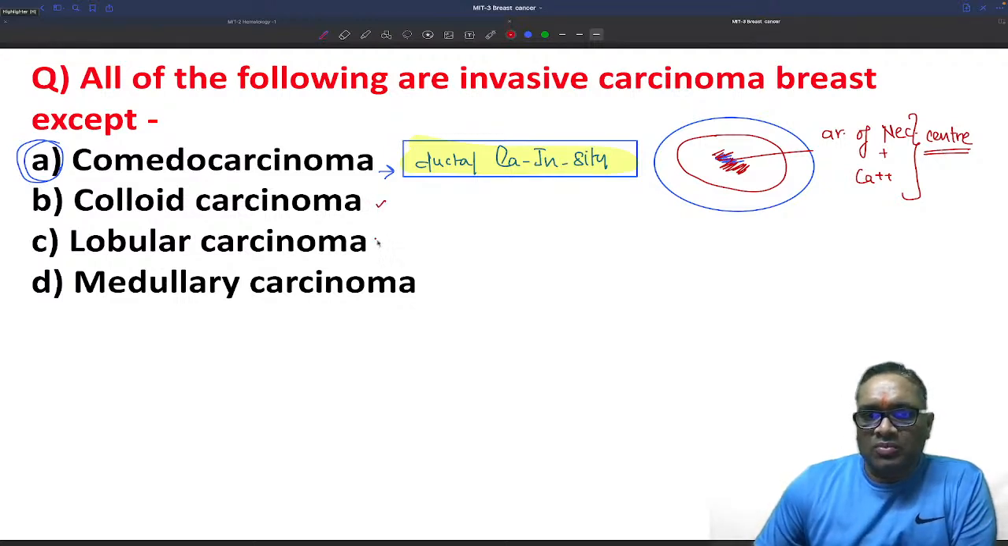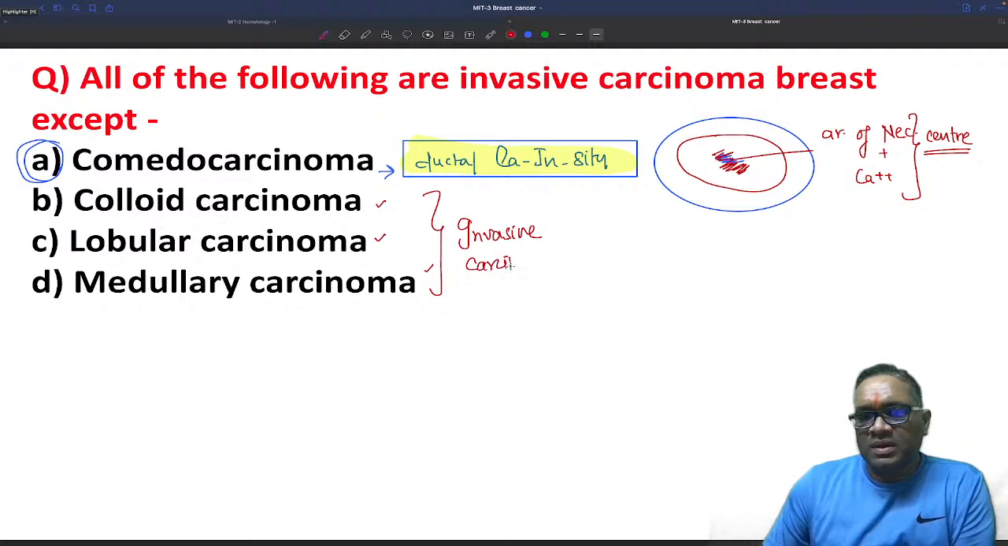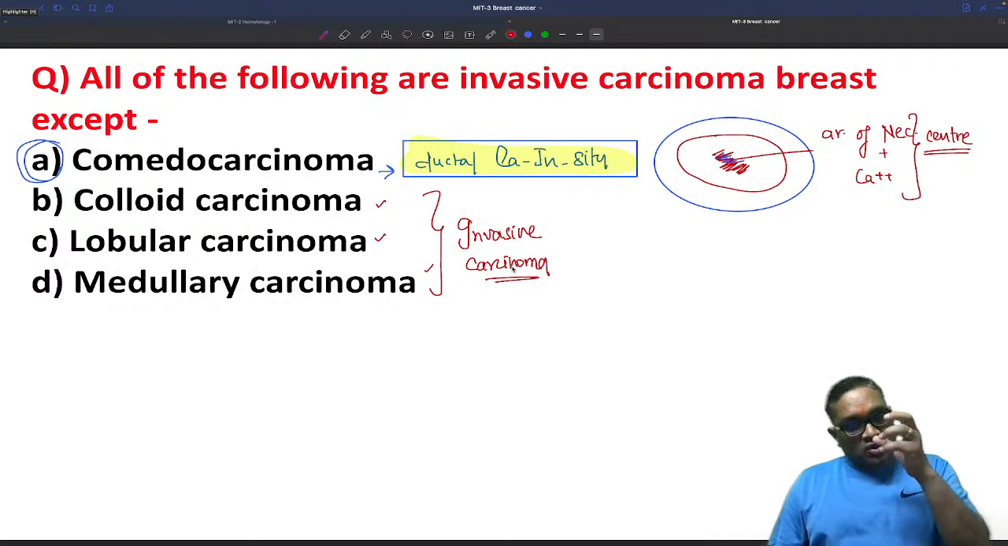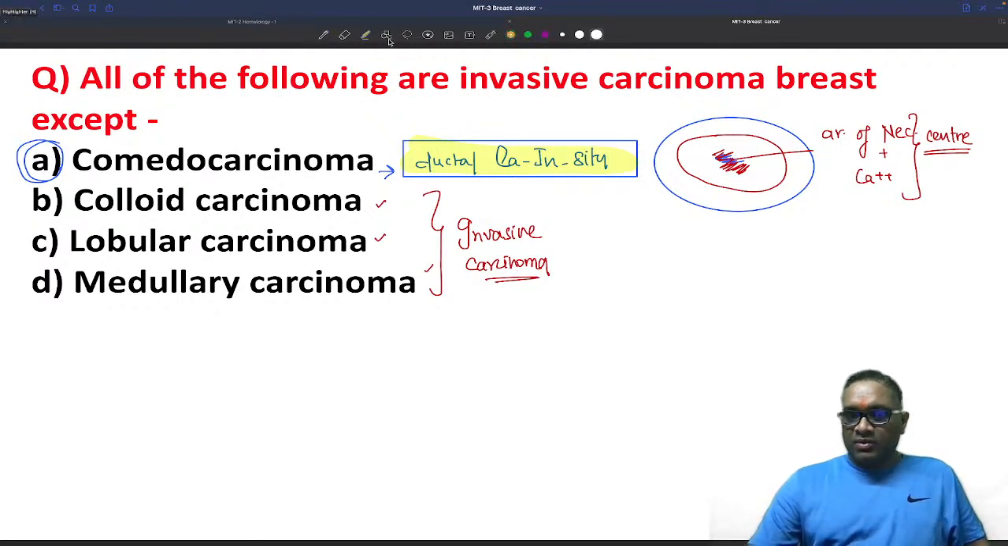Colloid carcinoma, lobular carcinoma, and medullary carcinoma are all examples of invasive carcinomas. That is how you have to catch hold that comedocarcinoma is not invasive. It is a ductal carcinoma in situ. Tumor cells are there, but they are not crossing the basement membrane, and the characteristic finding is that the central part has necrosis and calcification. That is what we call comedocarcinoma.